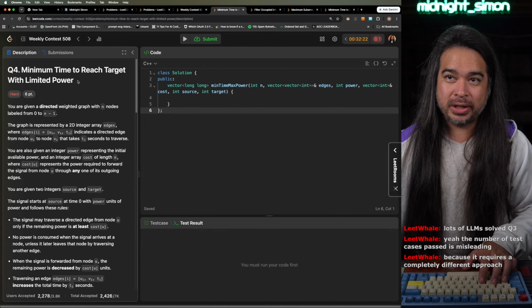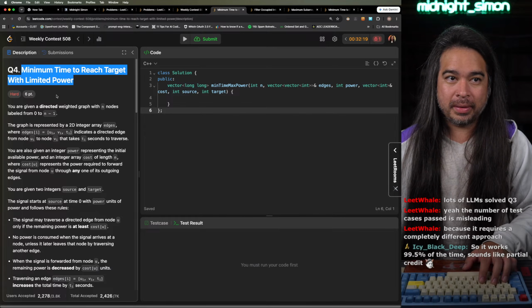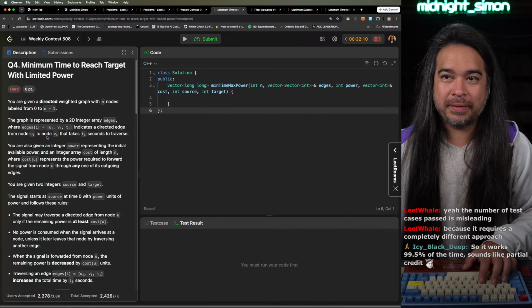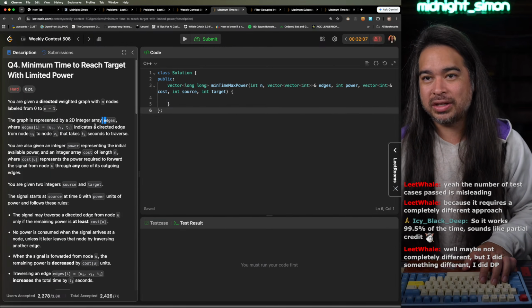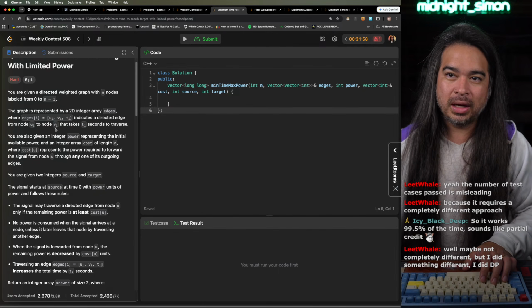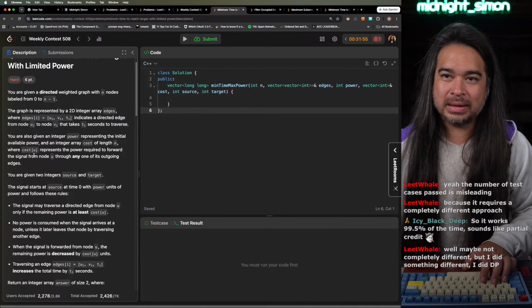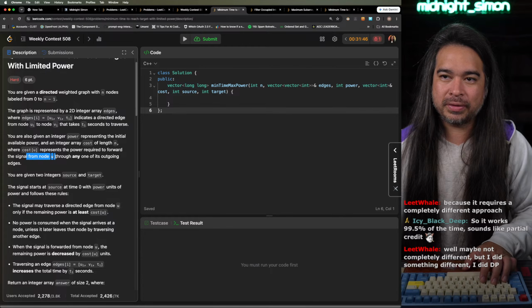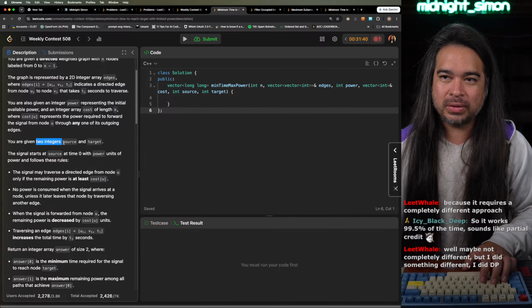Minimum time to reach target with limited power. You are given a directed weighted graph with n nodes labeled from 0 to n-1. The graph is represented by a 2D integer array edges, where edges[i] equals [u, v, t] indicates a direct edge from node u to v that takes t seconds to traverse. You are also given an integer power representing the initial available power and an integer array cost of length n, where cost[u] represents the power required to forward the signal from node u through any one of its outgoing edges. You're given 2 integers, source and target.